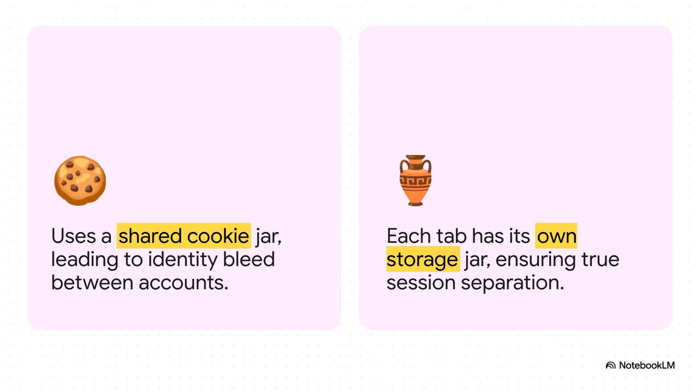Okay, so the core technical problem really comes down to this. Your normal browser uses a shared cookie jar. Just picture all your different accounts trying to grab cookies from the same jar. It leads to what we call identity bleed. But with isolated sessions, every single tab gets its own private storage jar. That creates true, clean separation, letting you run multiple logins for the very same website, right next to each other.